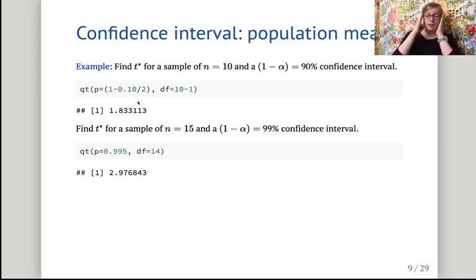Let's say that we want to find t-star for a sample of 15 observations. Our degrees of freedom are then 15 minus 1, or 14. For a 99% confidence interval, 1 minus alpha, alpha must be 0.01. So 1 minus 0.01 over 2 gives us 0.995. So that's how we get this p. That means that in our confidence interval formula, we'll add 2.97.